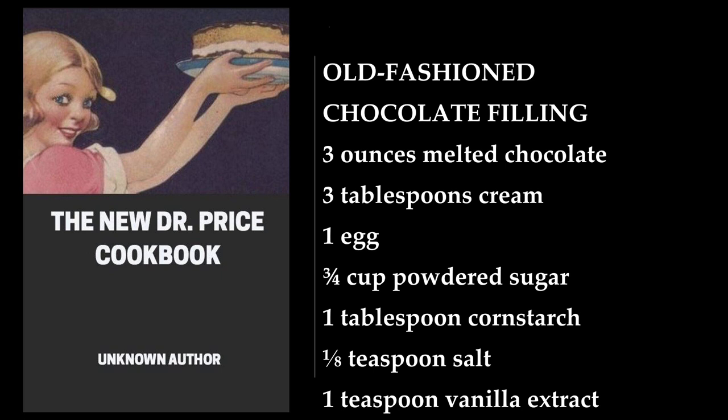Old-fashioned chocolate filling. 3 ounces melted chocolate. 3 tablespoons cream. 1 egg. 3/4 cup powdered sugar. 1 tablespoon cornstarch. 1/8 teaspoon salt. 1 teaspoon vanilla extract.